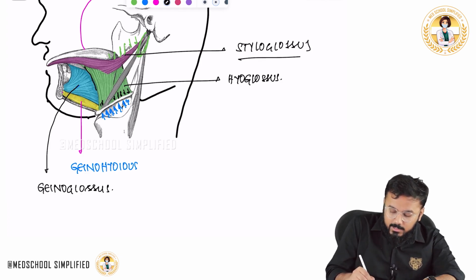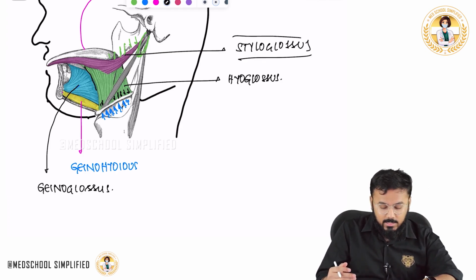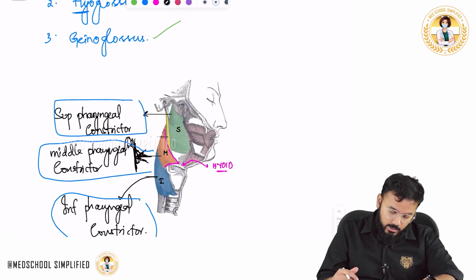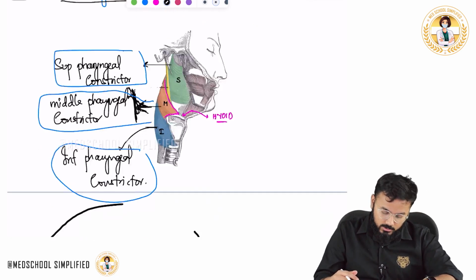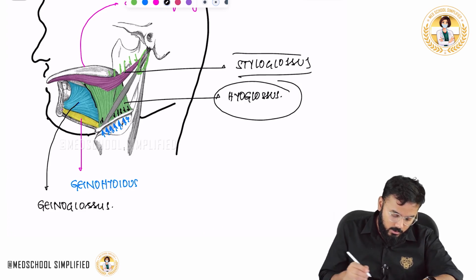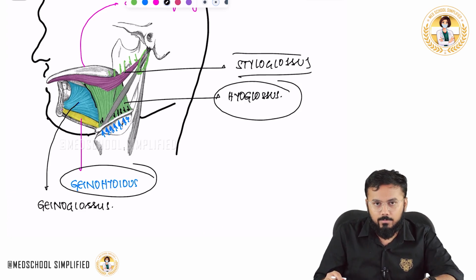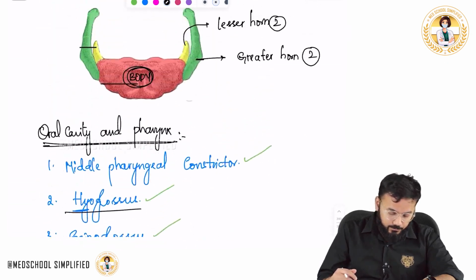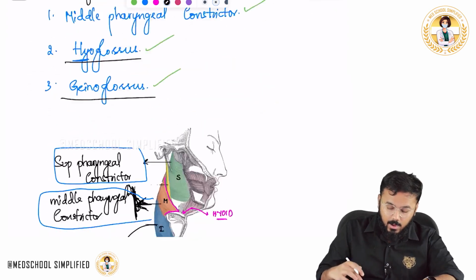So by looking at this explanation, you can very clearly understand what muscles are attached to your hyoid bone, right? Here, one is called hyoglossus, another one is called genioglossus. You see, this is hyoglossus attached to the hyoid bone, and this is the genioglossus, which is also attached to your hyoid bone.